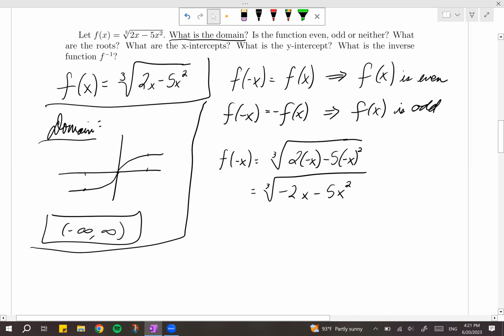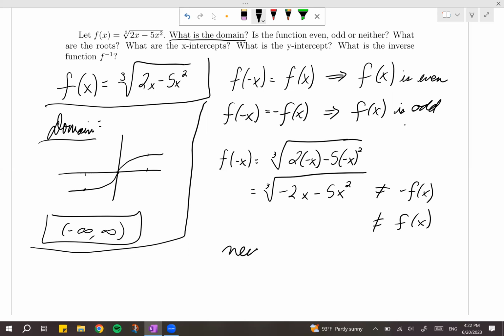All right. So it looks like it's going to be neither, because this is not equal to negative f of x, and it's not equal to f of x. So it's going to be neither.